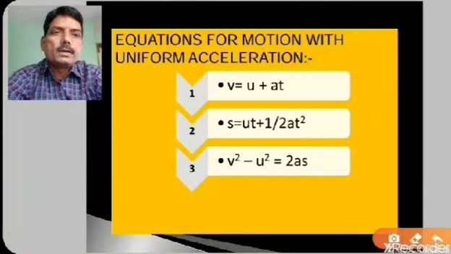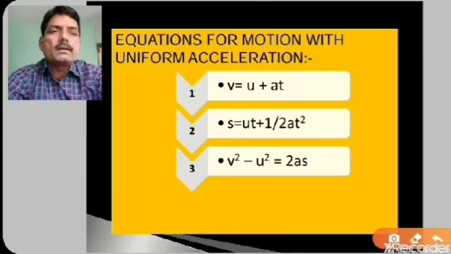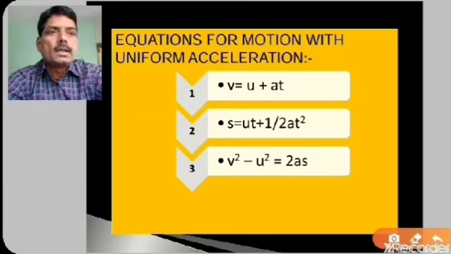by means of which we will derive these three equations of motion, and those equations are v is equal to u plus at, or you can write this equation also as v minus u is equal to at, or s is equal to ut plus 1/2 at square, and the third one is v square minus u square is equal to 2as. These are the three equations.